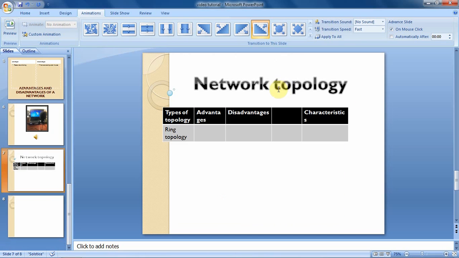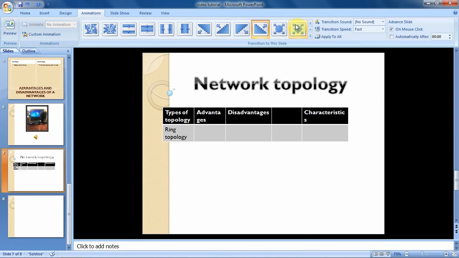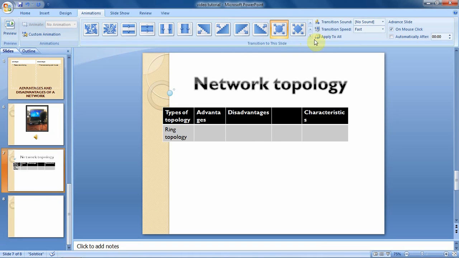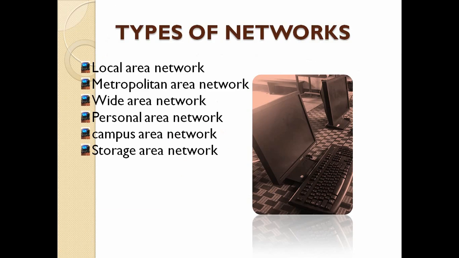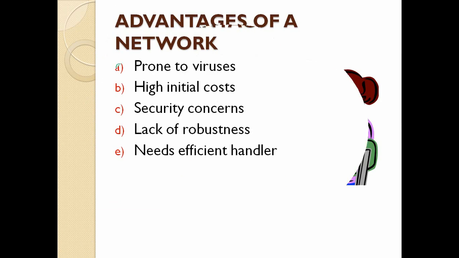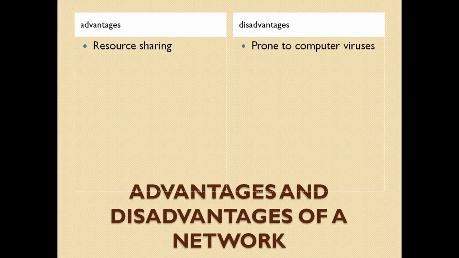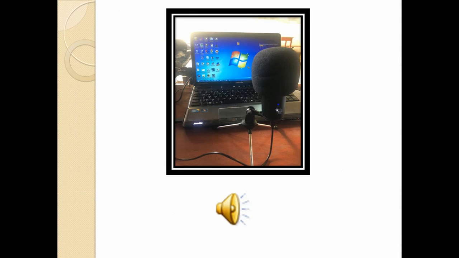If you want to change, then you'll just go. If this is what you want, you click. If it is that, you select, then you say apply to all. Now when you go to the first slide and you try to have the slideshow, that is the effect that will be applied to all the slides that you have in your presentation.